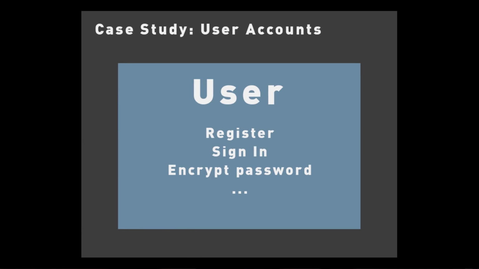Taking a real-world case study, imagine that you're building an application that allows users to create accounts, and you also need to have the ability to make some people administrators. In object-oriented programming, you'd have a user class. In that class, you'd have methods such as register, sign in, encrypt password, and different things like that.